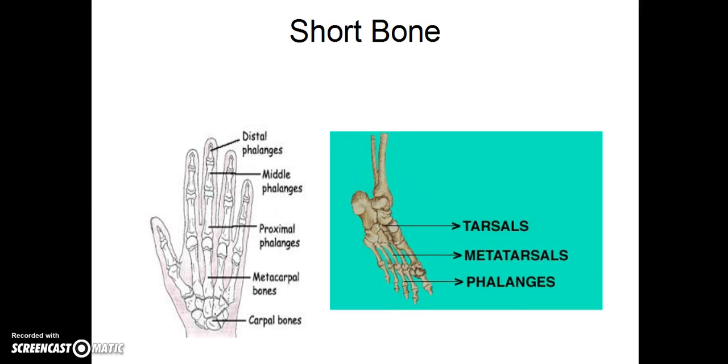Short bones are small and compact, cube shaped. These are found in your hands and feet. They help with strength and weight. This is the hand and this is the foot.